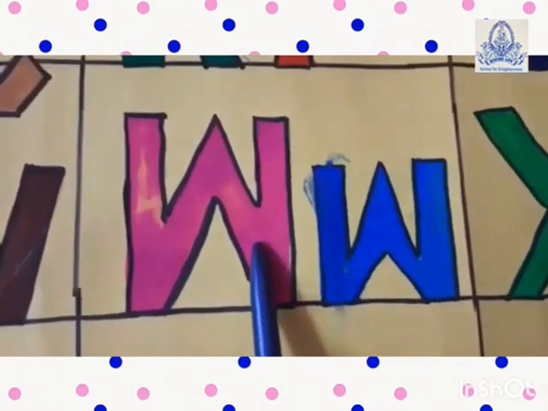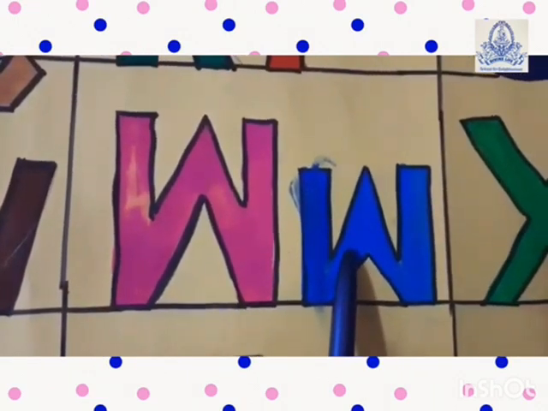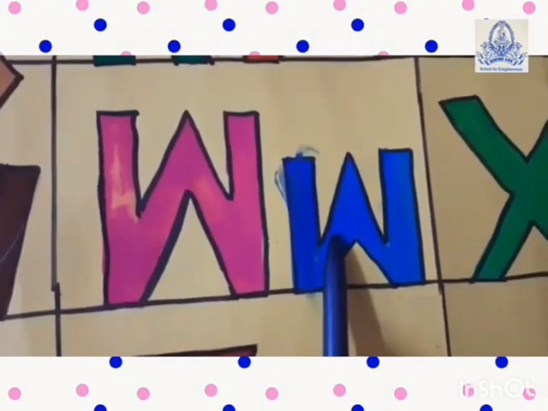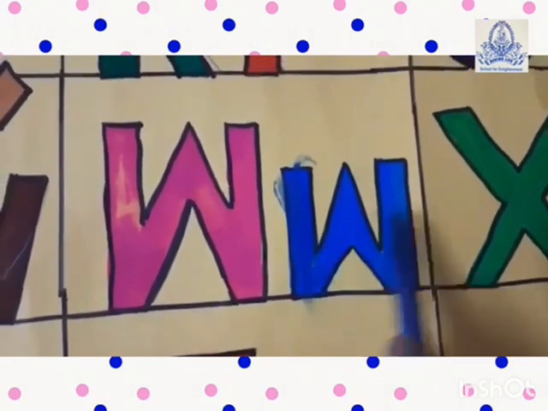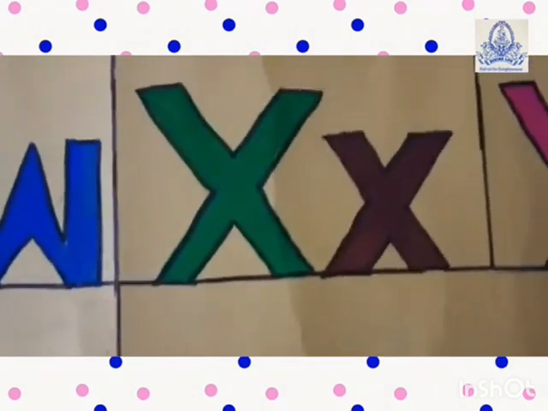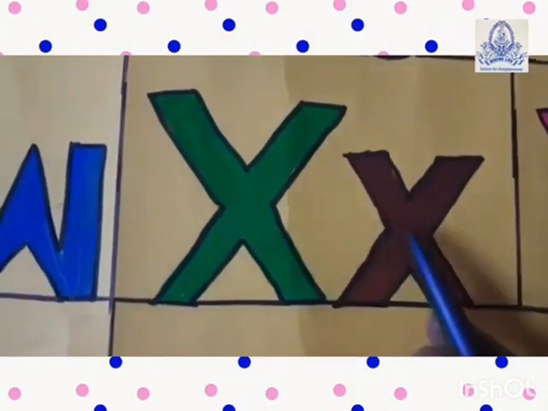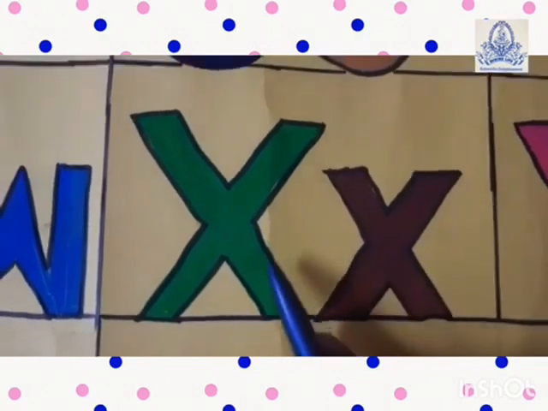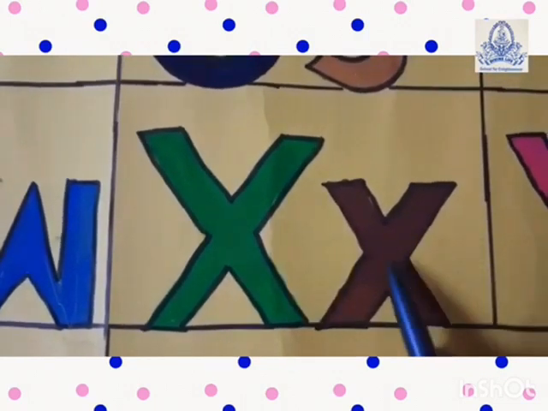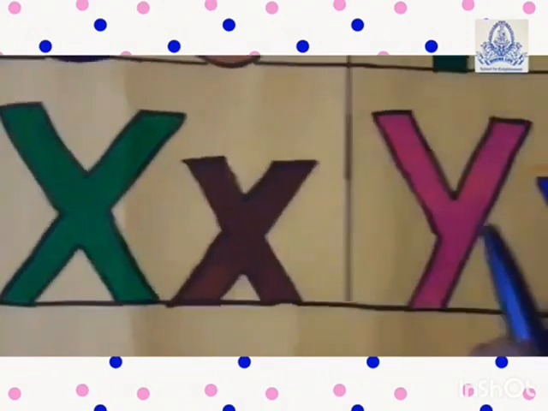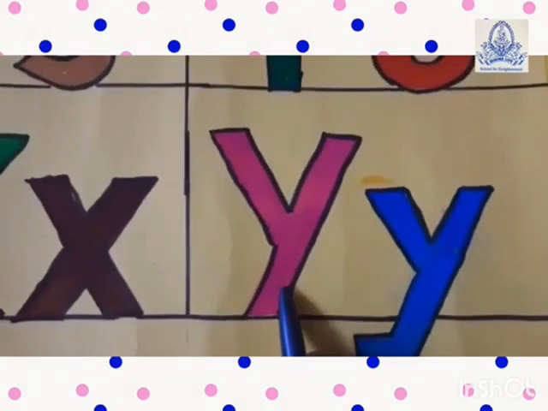Next W. This is capital W and this is small w. This is mama letter W and this is baby letter W. W is for watch. Next X. This is capital X and this is small x. This is mama letter X and this is baby letter X. X is for X-ray.